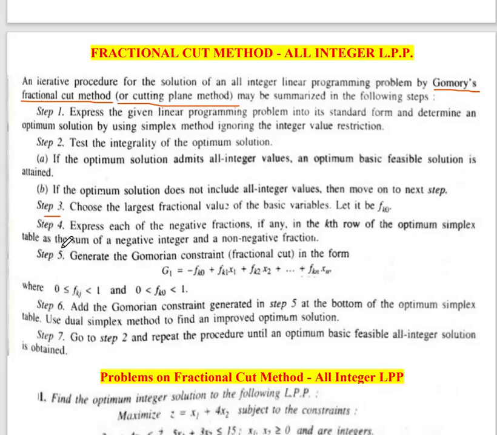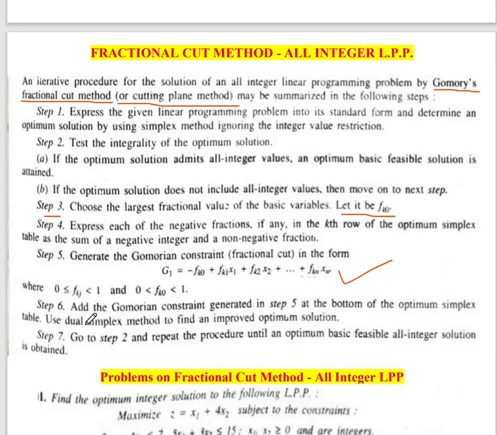Step number 4: express each of the negative fractions, if any, in the kth row of the optimum simplex table as the sum of a negative integer and a non-negative fraction. Then we will generate the Gomory constraint, the fractional cut, which is given as g1 = -f_k0 + f_k1 x1 + f_k2 x2 + and so on f_kn xn. So this is the first Gomory constraint, where f_kj lies between 0 and 1 and f_k0 is between 0 and 1.